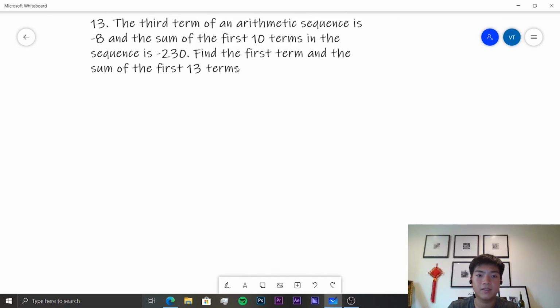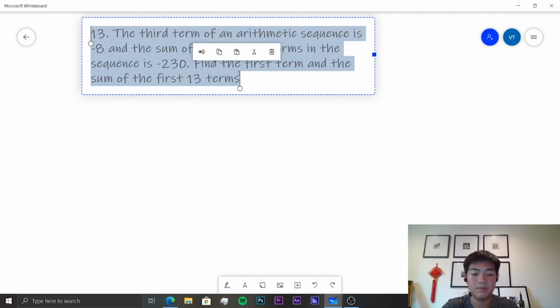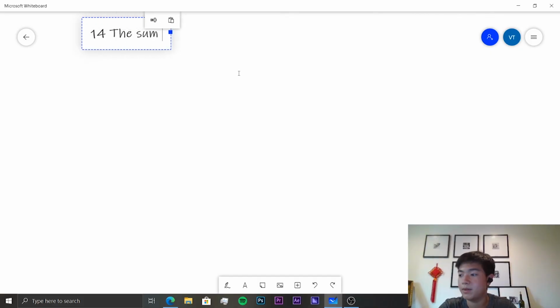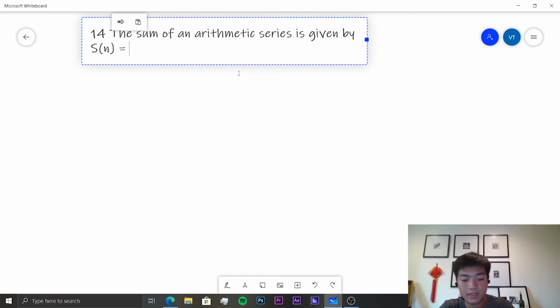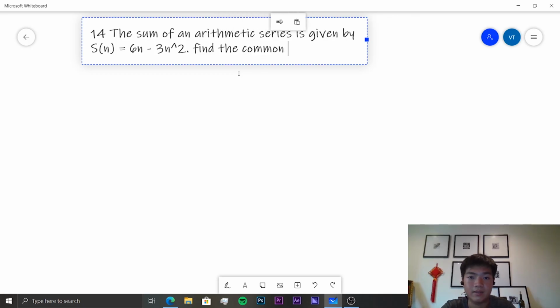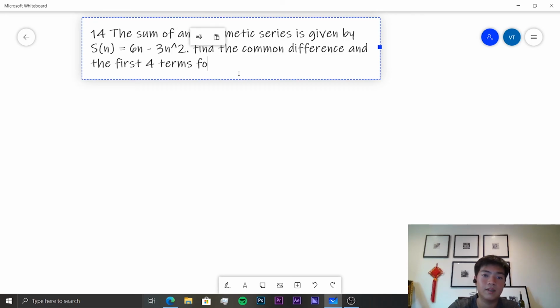First, the problem is the sum of an arithmetic series is given by Sn is equal to 6n minus 3n squared. Find the common difference and the first four terms of the series.